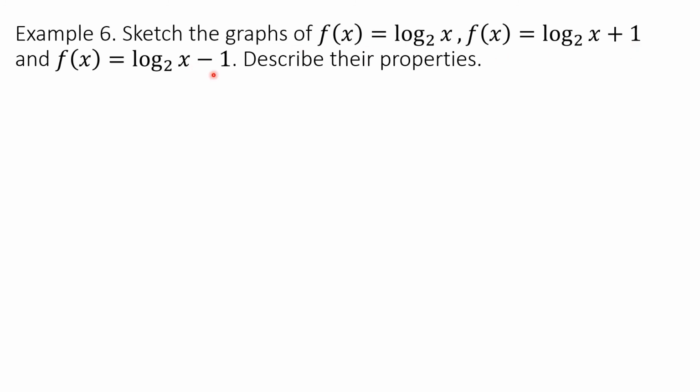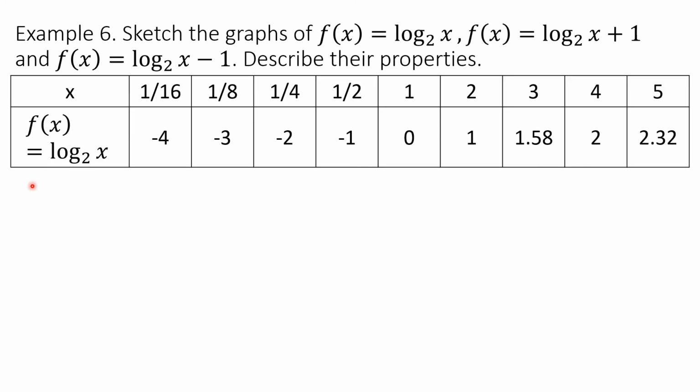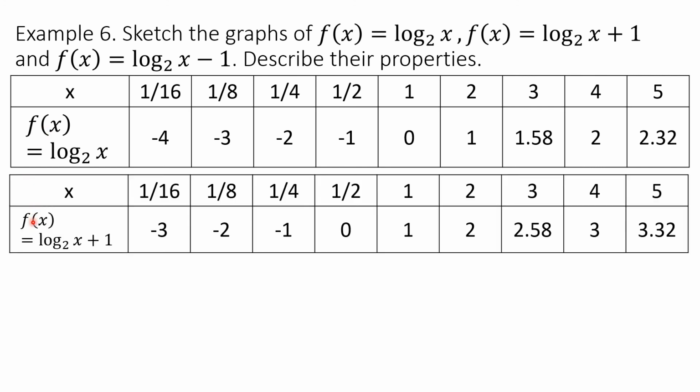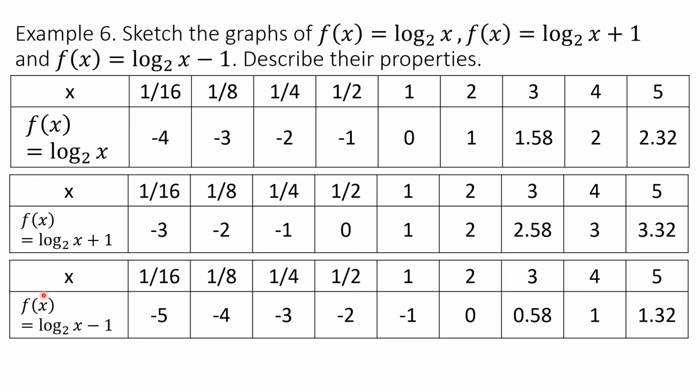Okay, we'll sketch their graphs in a Cartesian plane by preparing first the table of values for each, and then we'll describe their properties. Again, this is the table of values for f of x equals logarithm of x to the base 2. We've been encountering this since example 1. And then for the second function, f of x equals logarithm of x to the base 2 plus 1, this is the table of values. We use the same x values. And this is for the third, when d is negative 1. In the next slide, we will sketch their graphs.